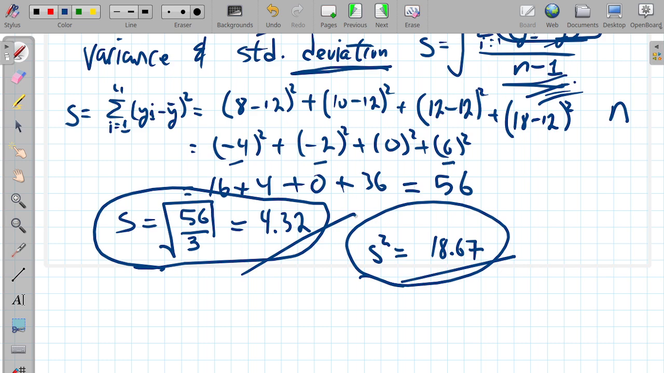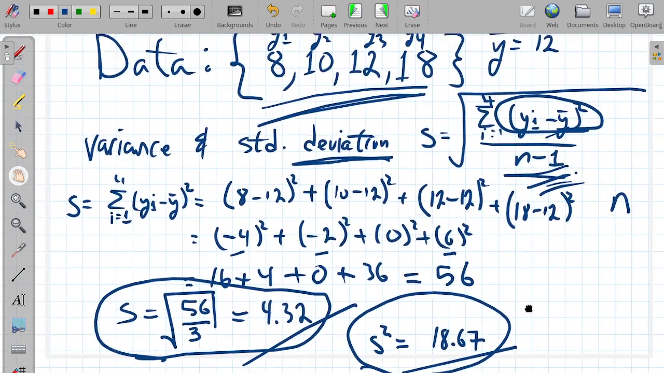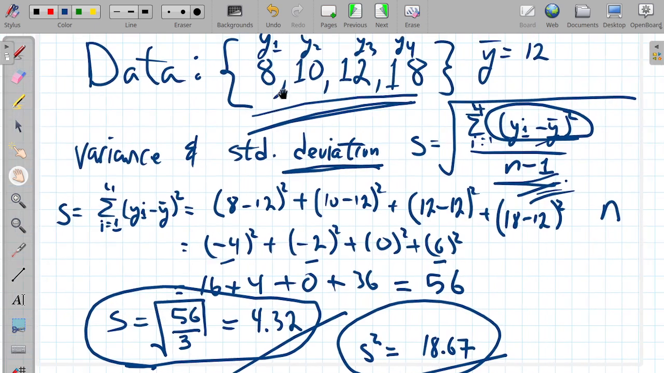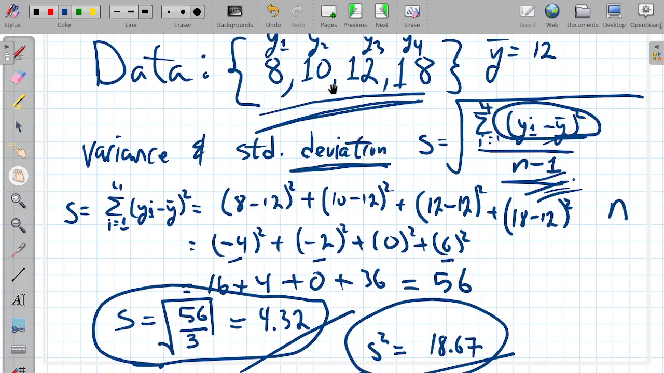Clearly, variance is too big. Let's look at the numbers up here. The average distance between those numbers: distance here is 2 units, this is 2 units, and this is 6 units. So we've got to have a number bigger than 2 and smaller than 6, which happens to be 4.32. So we'll talk more about that at a more appropriate time, not too far in the future.